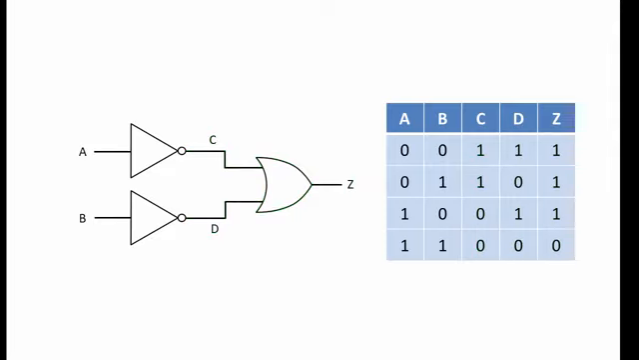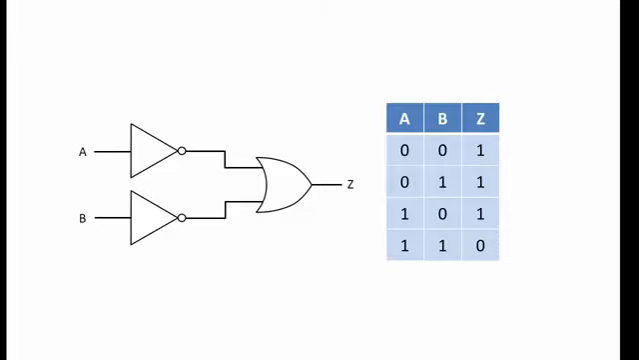Here's our truth table. You can ignore C and D now. You might have noticed that this truth table is exactly the same truth table for the NOT AND combination that we saw earlier. It's not uncommon for different combinations of gates to produce the same output.